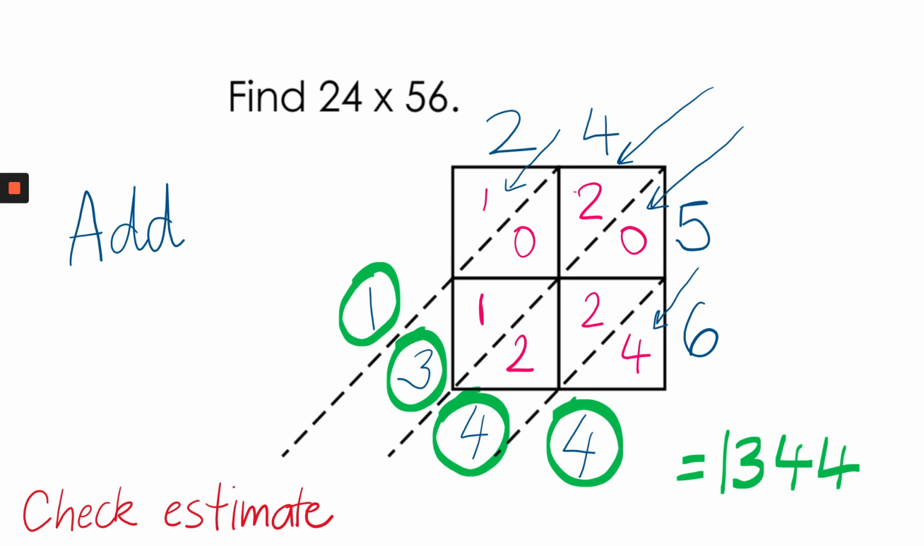1,344. Now you'll remember our estimate from the first slide was 1,200. So while this number isn't the same as our estimate, it is fairly close. It's a 4-digit number. The thousands column has a 1, and it's within a couple of hundred of the estimate that we had, which suggests that our answer is going to be right.